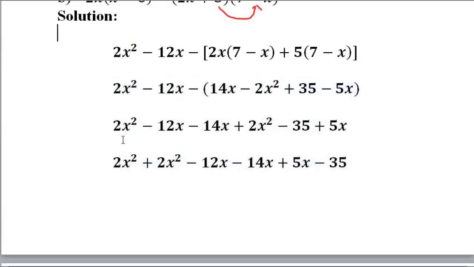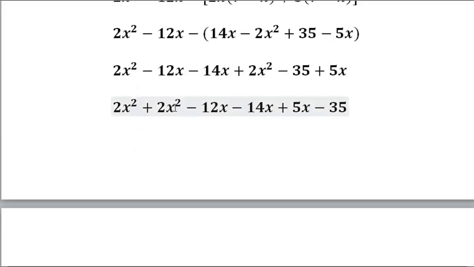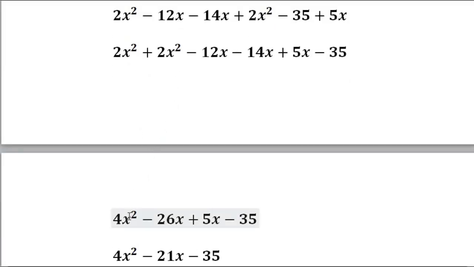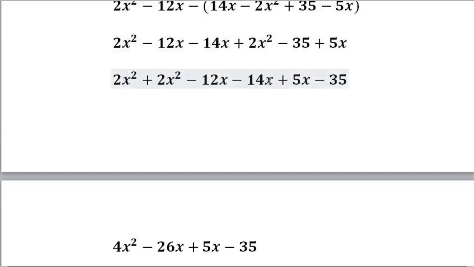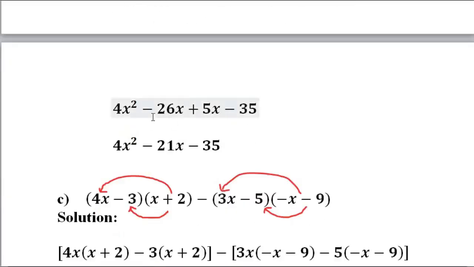We have positive 2x squared, positive 2x squared, which is 4x squared, negative 12x, negative 14x is negative 26x, positive 5x as it is, and then negative 35. Next, negative 26x, positive 5x is negative 21x. Now positive 4x squared, negative 21x, negative 35 is our simplified expression because we can't add or subtract those terms.